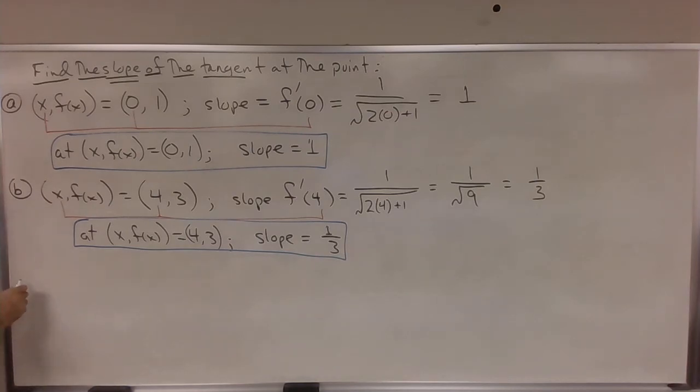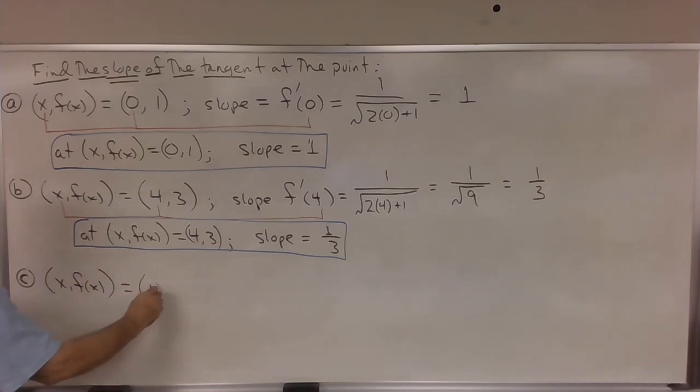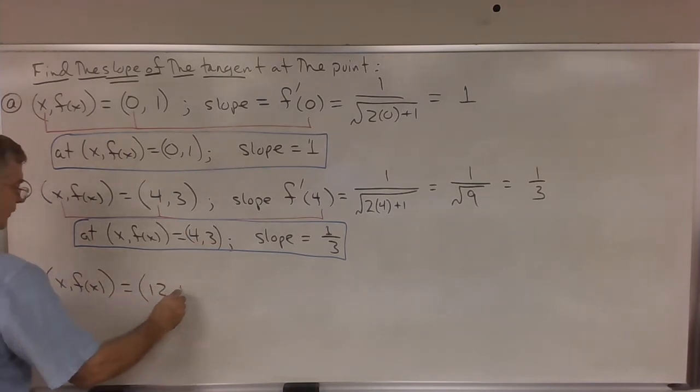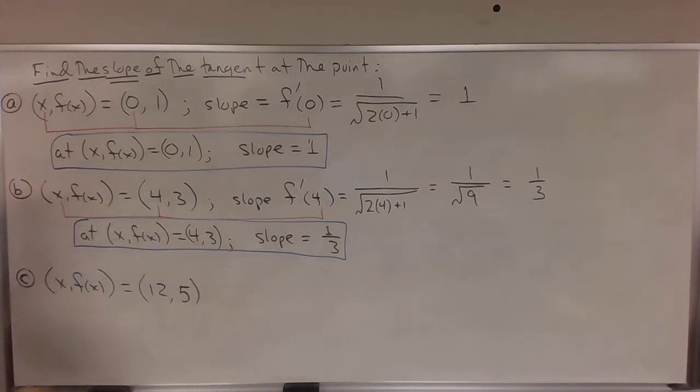And last but not least, I think I also said we wanted the slope of the tangent at the point x, f of x equal to 12, 5. Was that right?